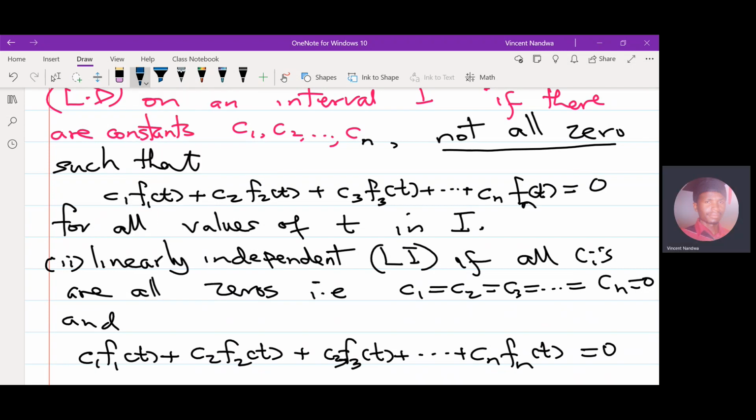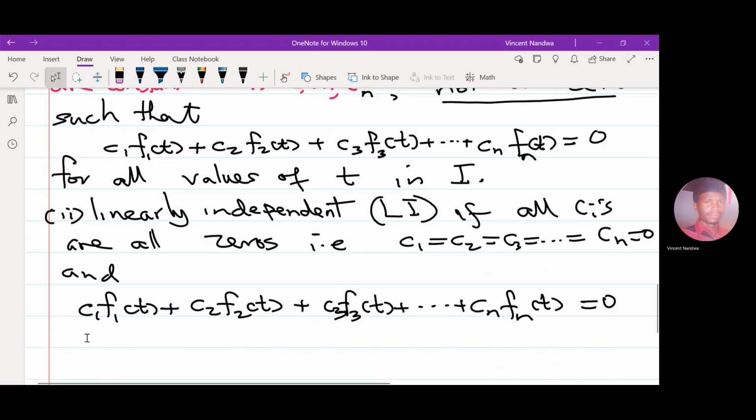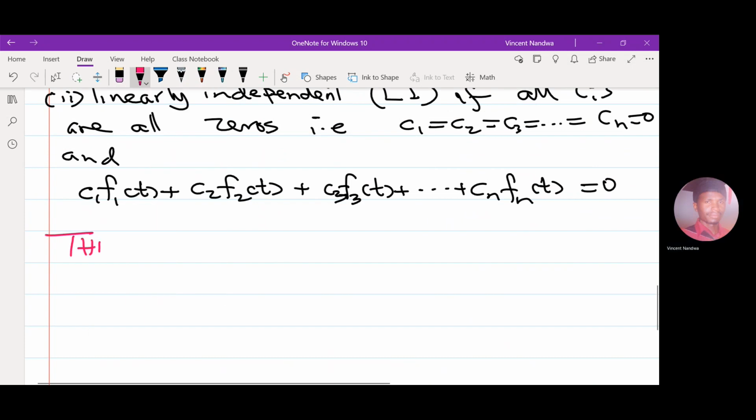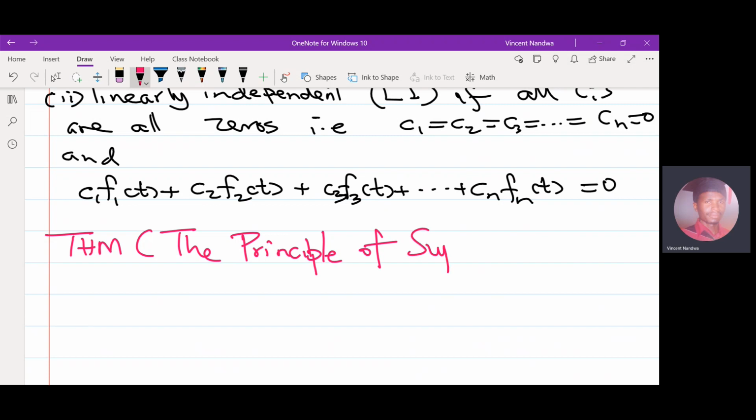So there's what we call the principle of superposition. I give that as a theorem. The principle of superposition simply says that if we have more than one function satisfying a given differential equation, then you get a linear combination of all those functions. The result will also be a solution to the same equation.